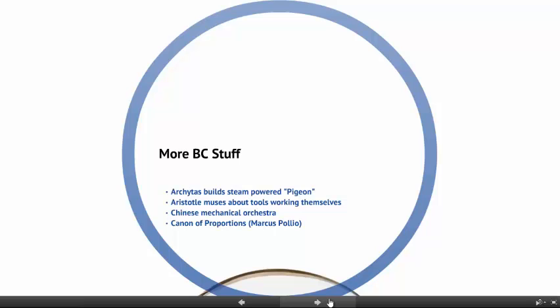Some other things. Archytas of Tarentum builds a steam-powered pigeon. Basically, it would heat the steam. It would make the pigeon flap its wings and make noises and those kinds of things. So it's a mechanical device similar to the water clock and how it operates, but it's powered. It's programmed in a sense because it performs specific functions based on how much pressure there is.